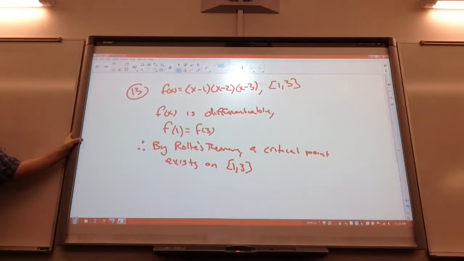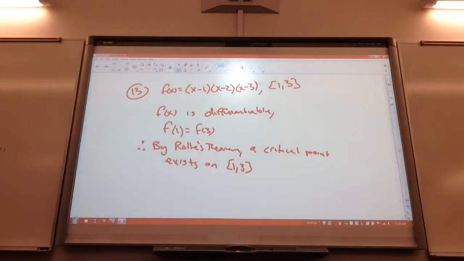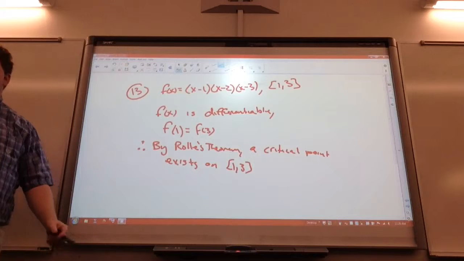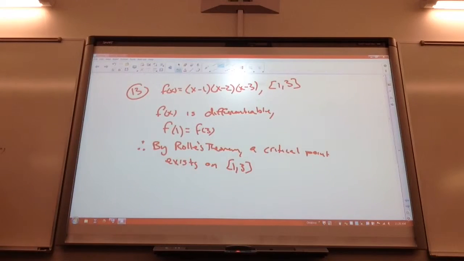Actually, I can take this a step further and show there should be at least 2 critical points. Because what's also equal to this? F of 2. So between f of 1 and f of 2 there should be a critical point, and between f of 2 and f of 3 there should be a critical point. Again, using Rolle's theorem. But we didn't need to do that. You just needed to confirm the existence of a critical point on 1 to 3, and that's what we did. Because f of x is differentiable and f of 1 is equal to f of 3, Rolle's theorem applies. Okay? Any questions?